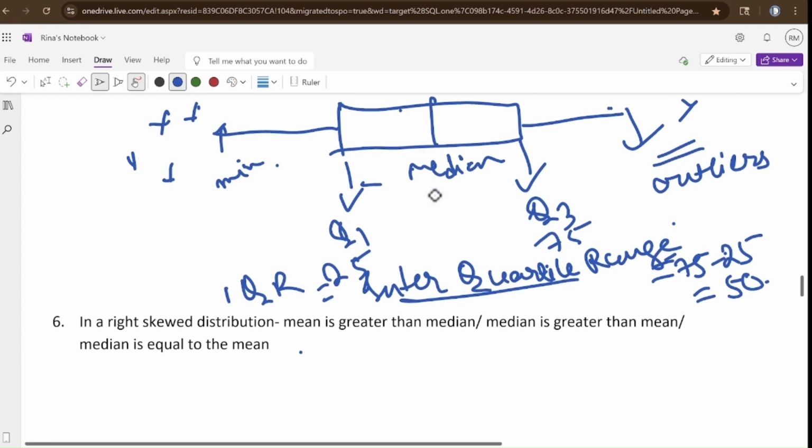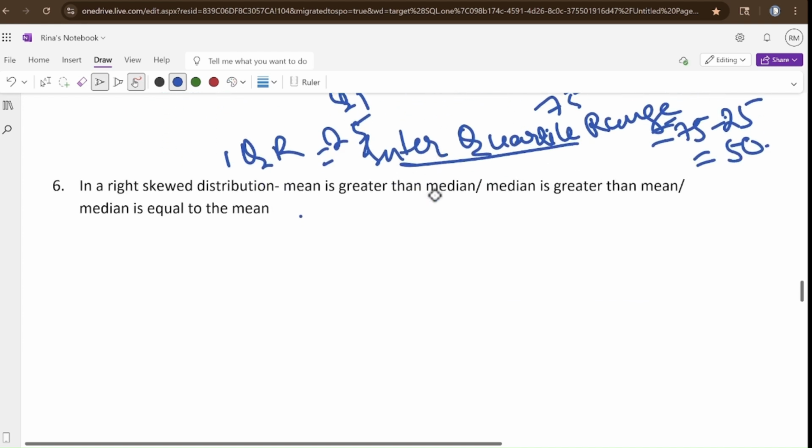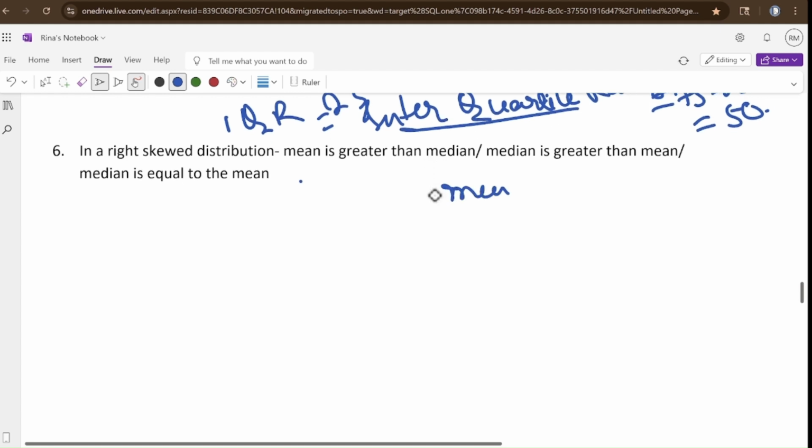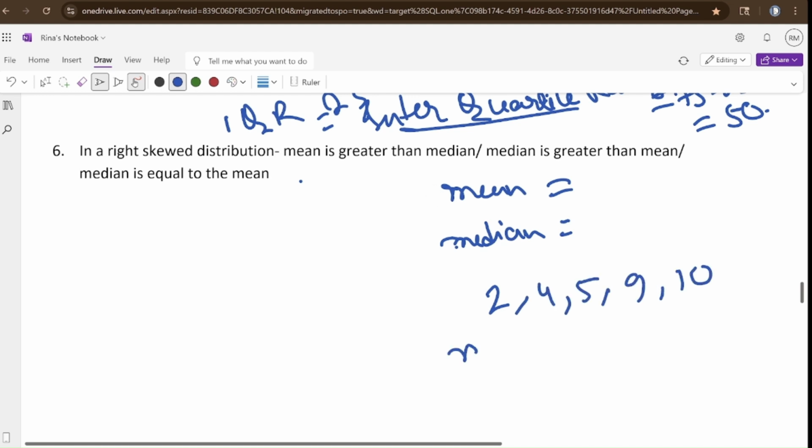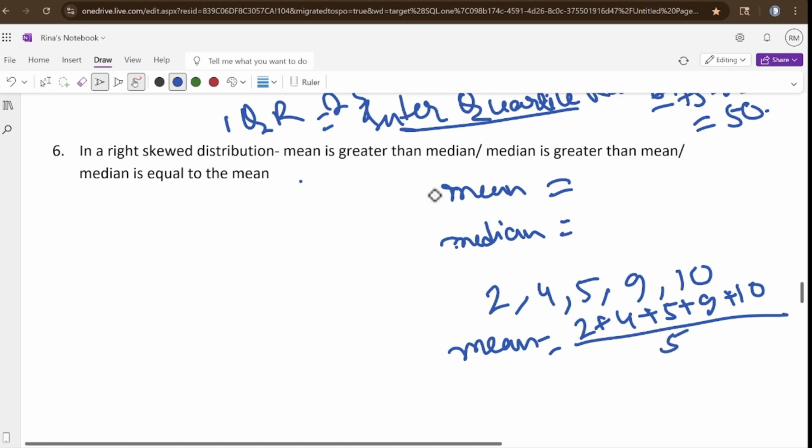Okay, now the next question. In a right skewed distribution, mean is greater than median, median is greater than mean, or median is equal to mean. First tell me what is mean, what is median. Mean, for any dataset, let's say 2, 4, 5, 9, 10. What will be the mean value? Mean is 2 plus 4 plus 5 plus 9 plus 10 divided by 5. So it will be 6. Okay. What is the median value? Median value is the middle value. This is the middle value, right? So median is 5 but mean is 6.